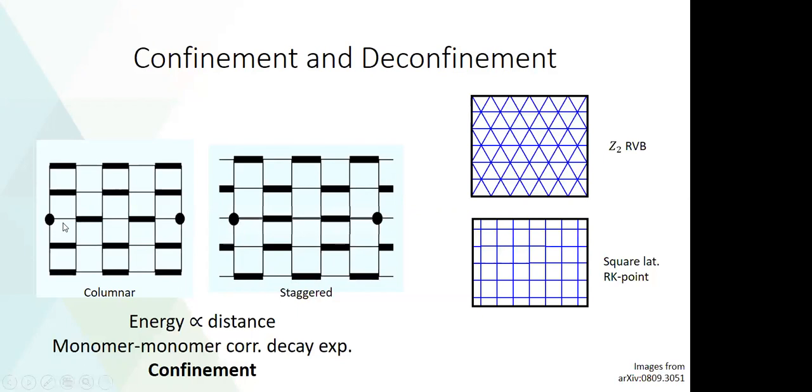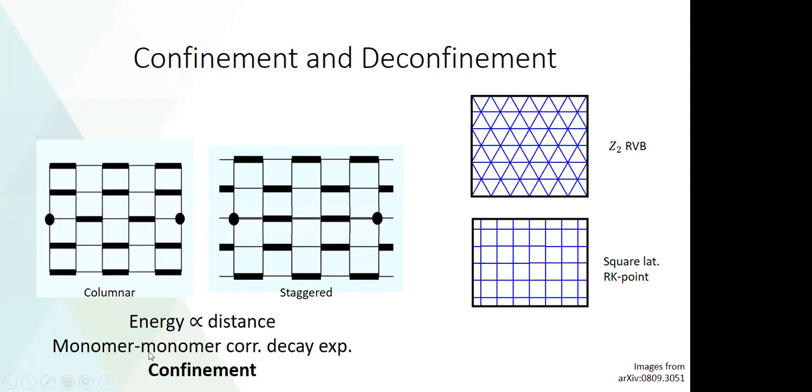What do you mean trivial? There's no topological order in the columnar state. In both the columnar and staggered states, you have this confinement where they're both confined. Yes, both the columnar and the staggered are confined. What I want to say is that on the triangular lattice in the Z2 RVB, and exactly for the square lattice at the RK point, you don't have this behavior. Okay, thanks. You don't have the behavior of the confinement. Yes.